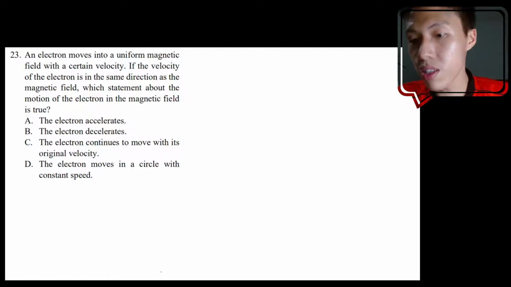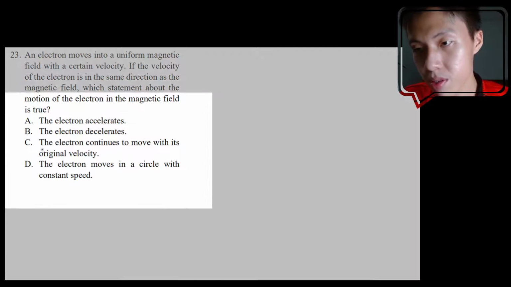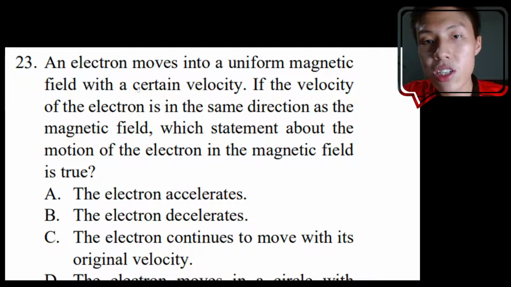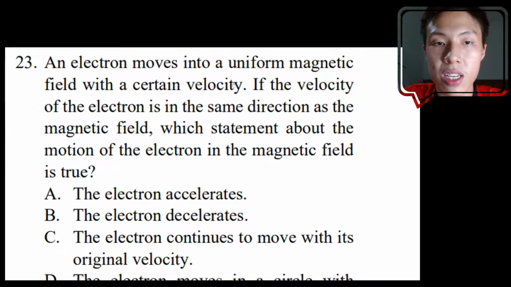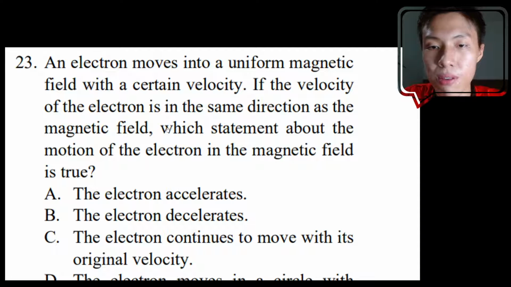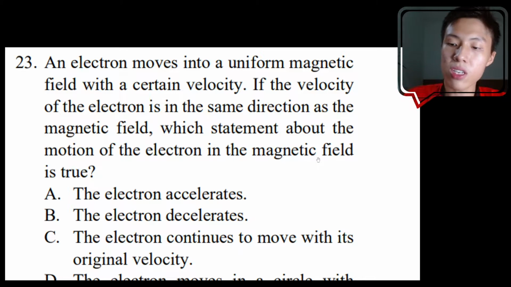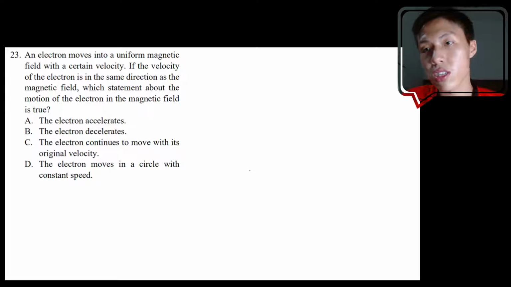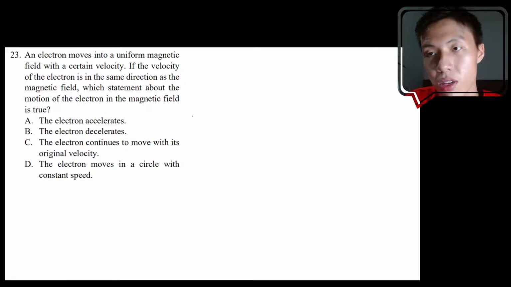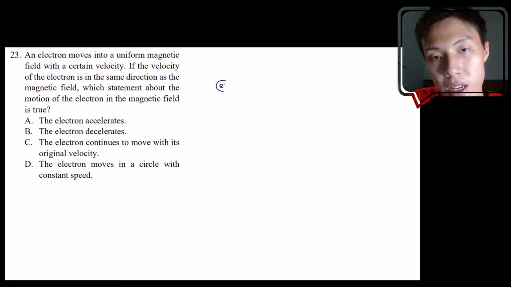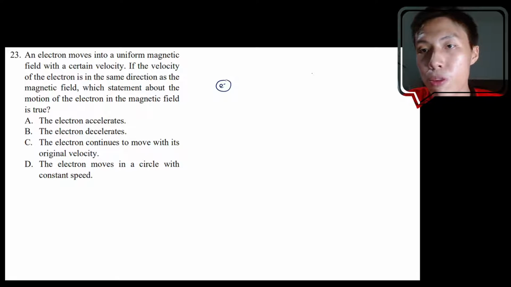Let's move on to the next one. An electron moves into a uniform magnetic field with a certain velocity. If the velocity of the electron is in the same direction as the magnetic field, which statement about the motion of the electron in the magnetic field is true? Okay, so let's try to draw the situation over here. So you have an electron, let's draw e minus over here, and it moves into a uniform magnetic field with a certain velocity.